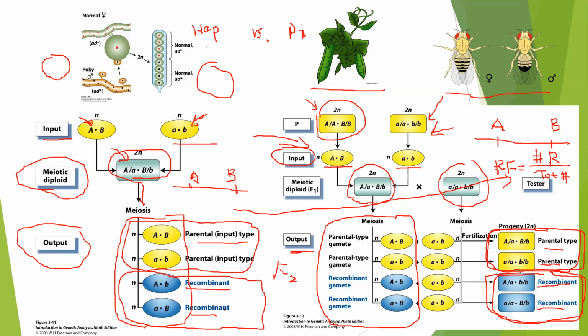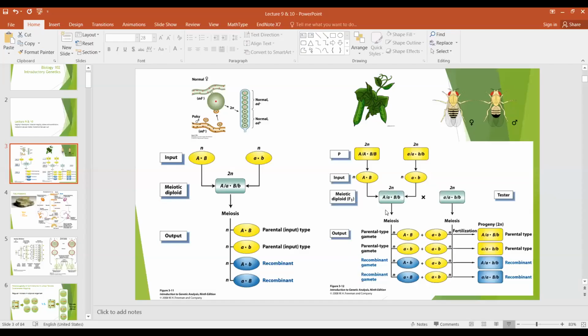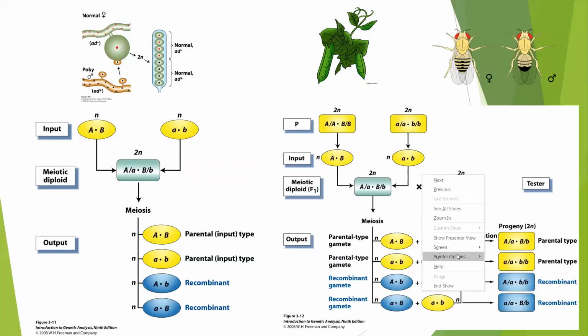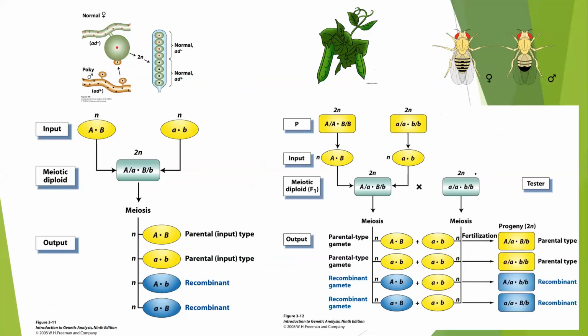Yes, Professor, I have a question. So going back to what you were talking about, how these two gametes will come together and form this meiotic diploid. You mean this, right? The haploid.